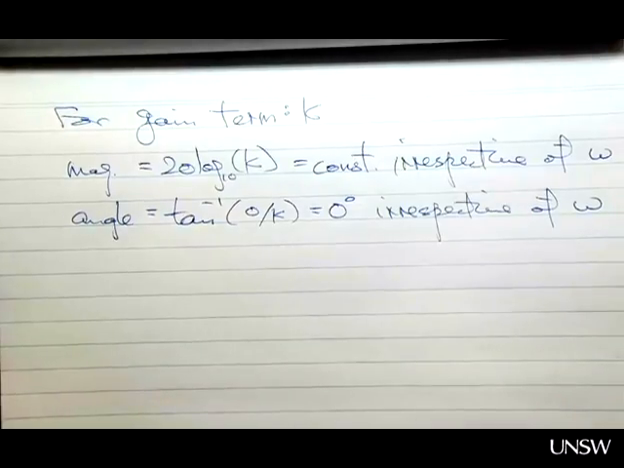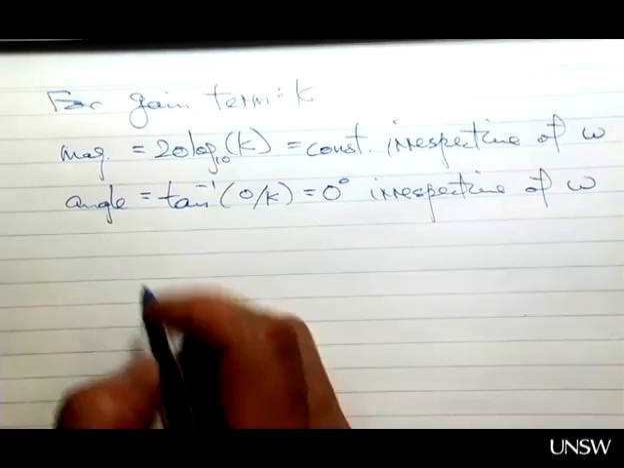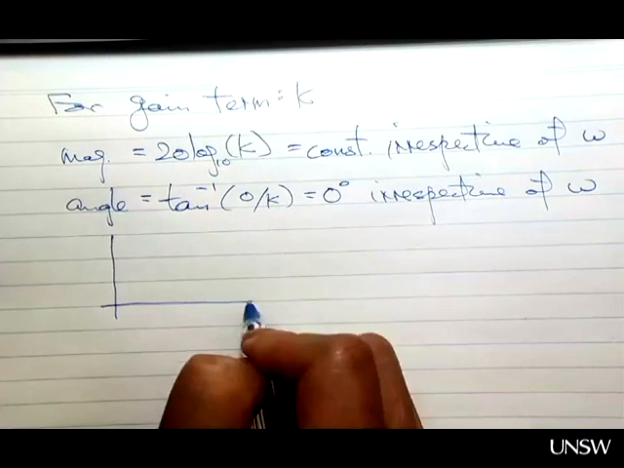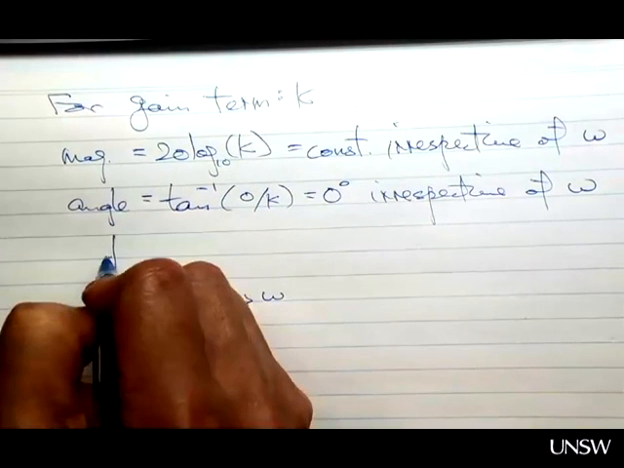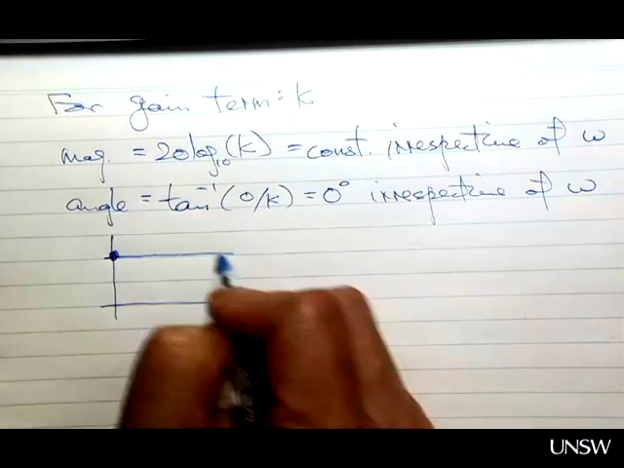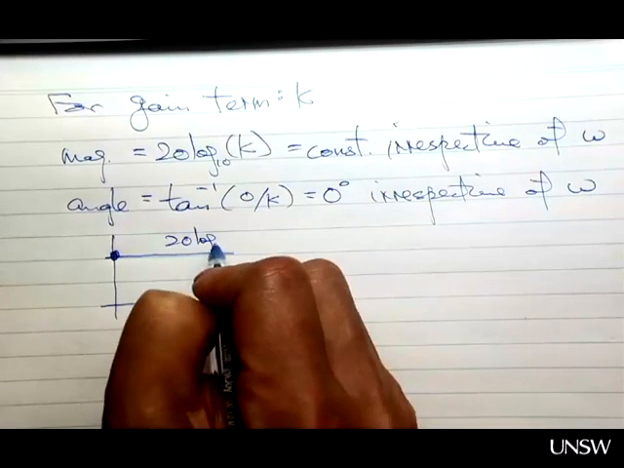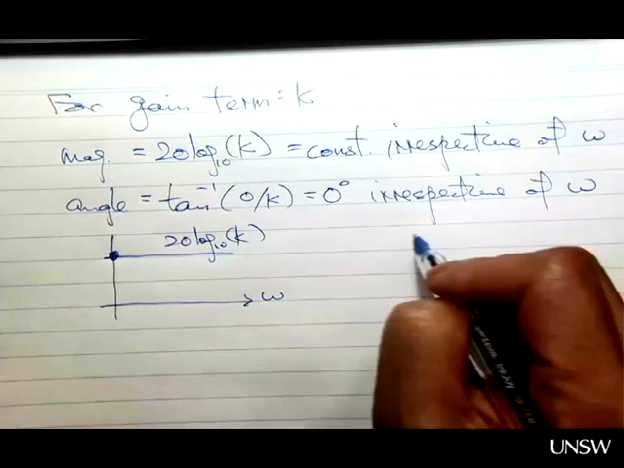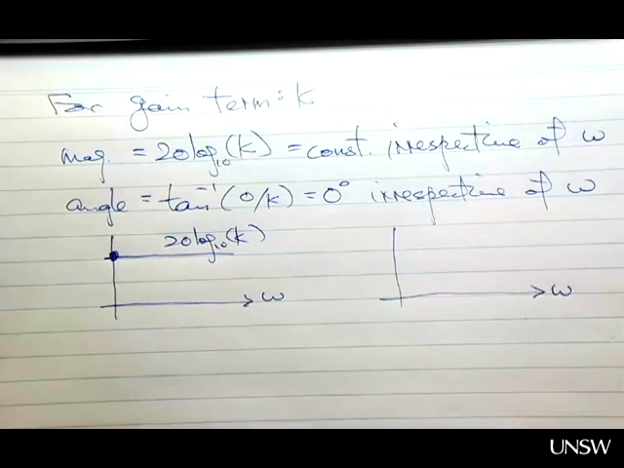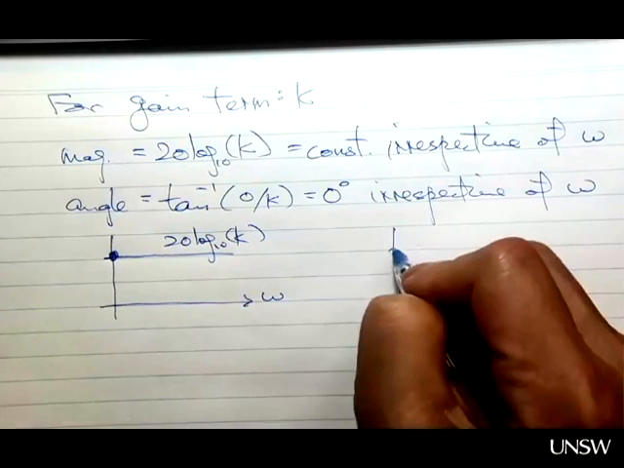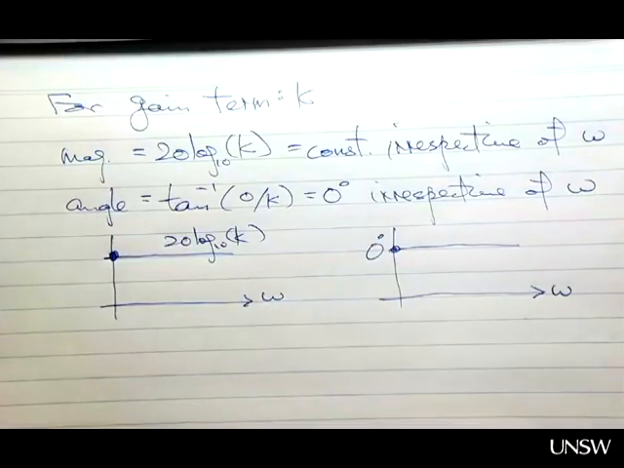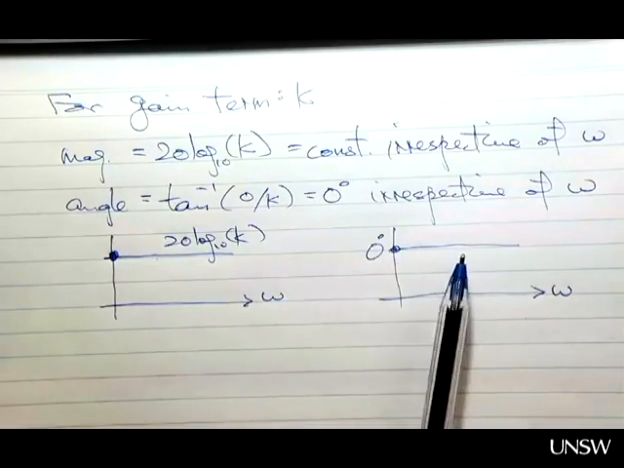So now we can plot the magnitude somewhere at this point. Okay, so this is 20 log 10 of k. And then for the angle, this point is 0 degree. Both the magnitude and the phase angle are constant irrespective of the frequency.